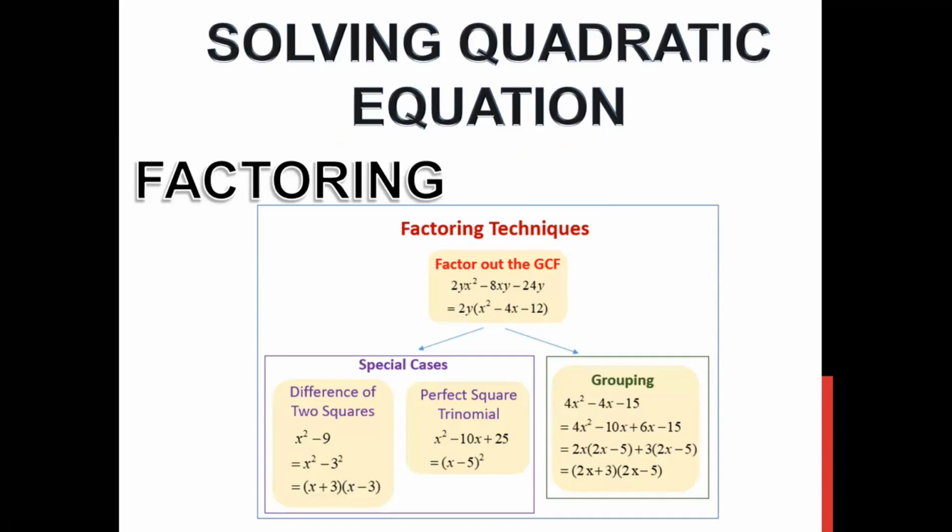We call it special cases because we only need to check if the equation is a perfect square. So if after checking it is correct according to our equation or cases, we can consider it in our special cases like difference of two squares and perfect square trinomial.